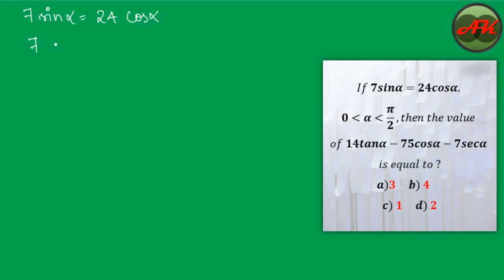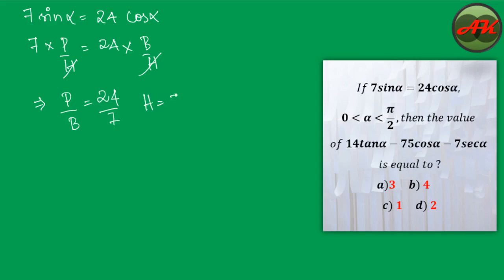So here 7 into sin, sin is perpendicular by hypotenuse, is equal to 24 into cos, which is base by hypotenuse. Cancelling the hypotenuse, we can finally conclude that perpendicular by base is equal to 24 by 7. I think you have understood how this came. So from the triplet we can write hypotenuse as 25. 7, 24 and 25 are triplets. So here we have found the perpendicular, base and hypotenuse values.